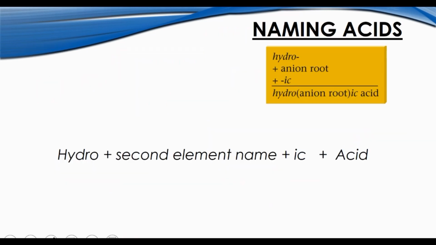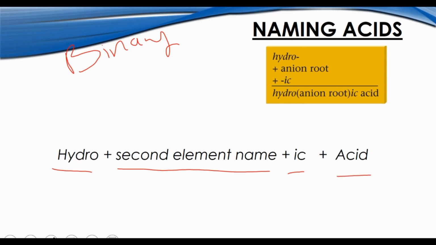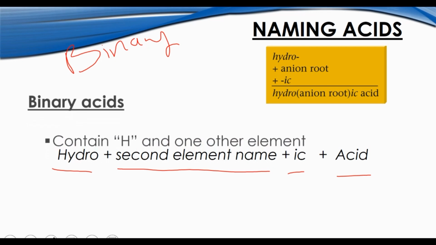The first thing we have to see here is that we are dealing with naming acids that are binary, so we only have hydrogen plus a different element. Now, remember, hydro plus the second element, change its ending to IC, and then, of course, have the word acid at the very end. Let's look at some examples for that.